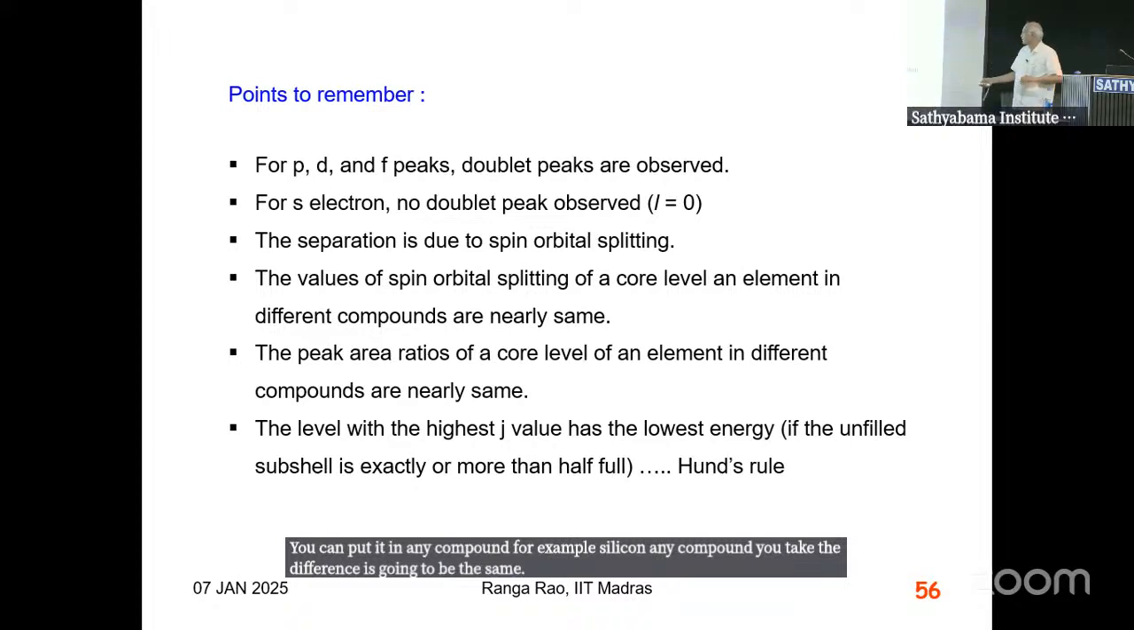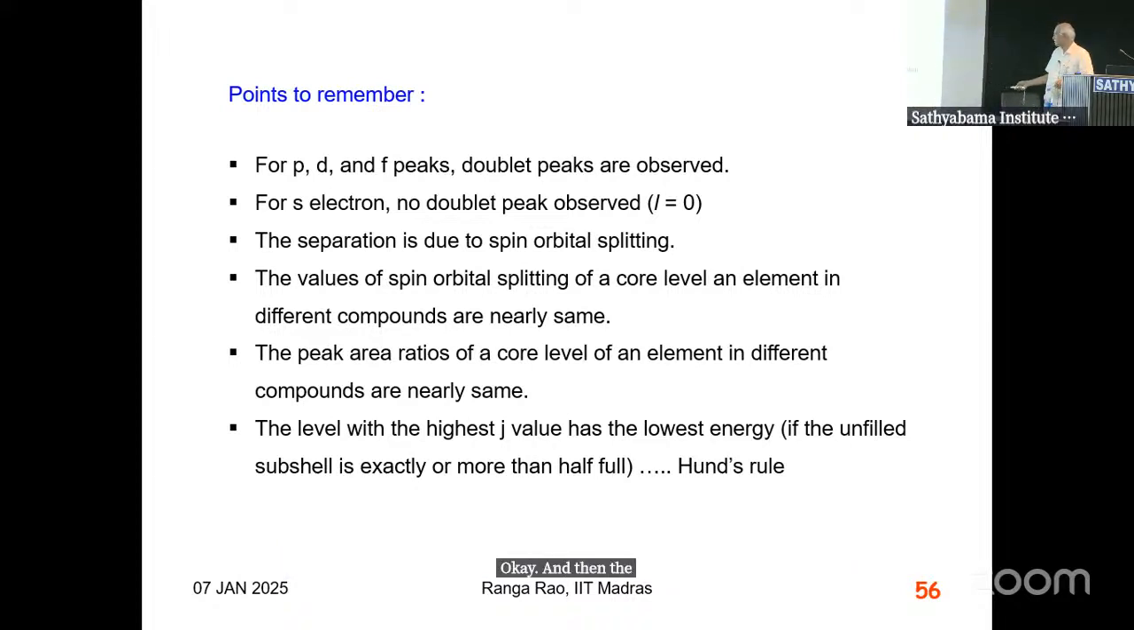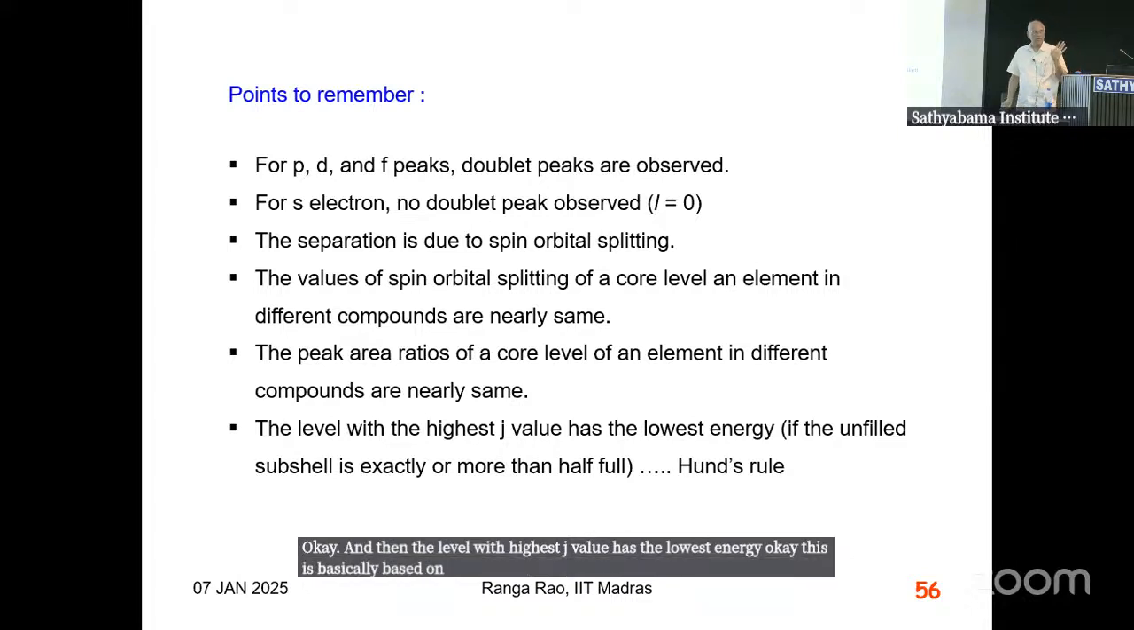Okay, and then the level with the highest J value has the lowest energy. This is basically based on Hund's rule. If you understand Hund's rule, you can understand. Otherwise, right now, don't worry about it. But it is based on Hund's rule.